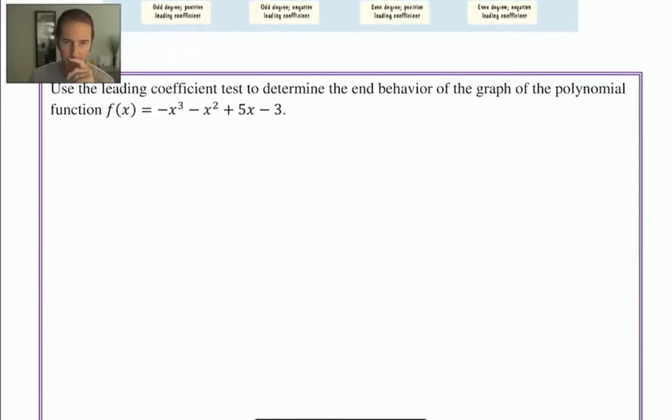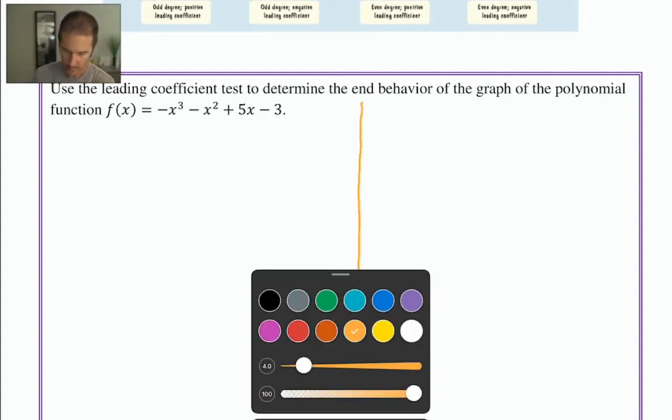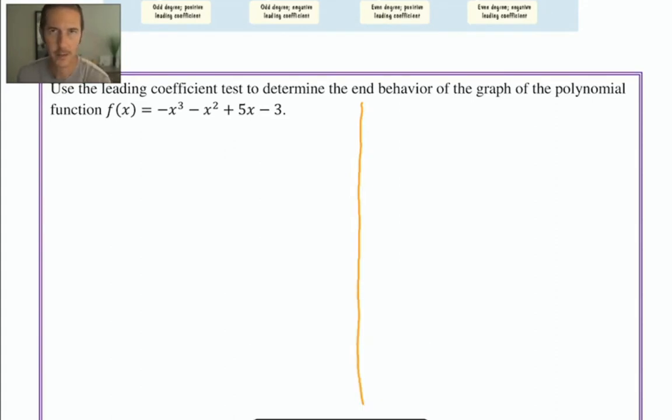I'm just going to do some of my own work on the right-hand side of the screen here, in order to at least give you another idea of how you can remember end behavior. Can you imagine the graph of y equals x to the first power?